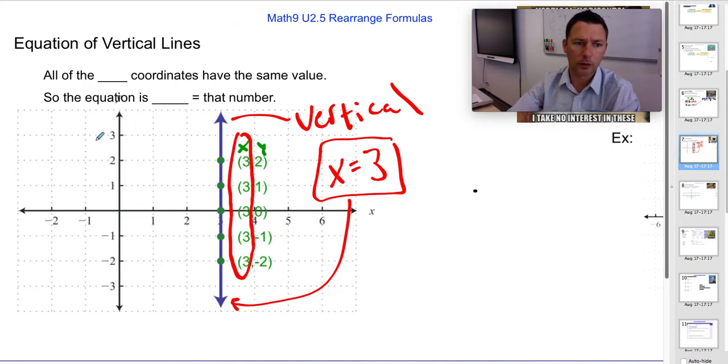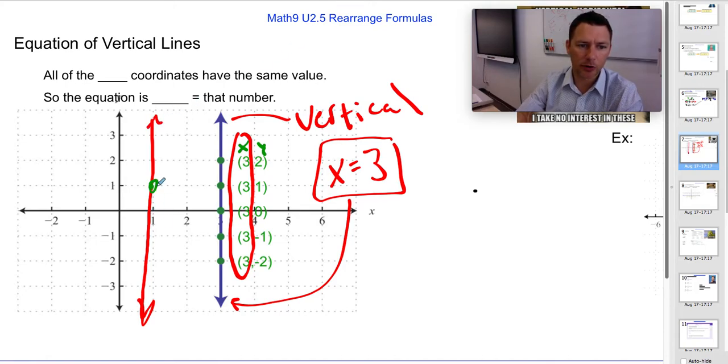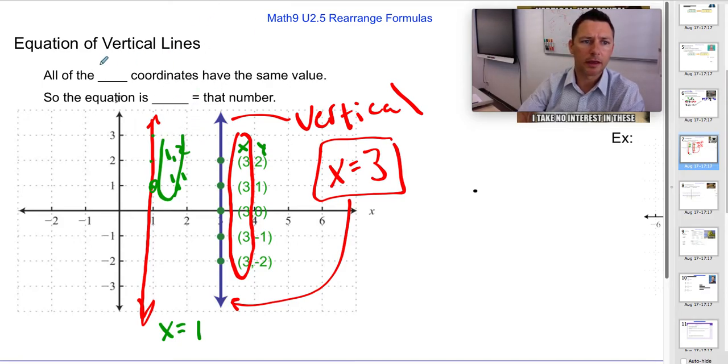So what's the equation for this vertical line? If I could hit it straight, right? This point is over 1 up 1. This point is over 1 up 2. This point is over 1 up 3. What's the equation for the line? Oh, hey, look, all my x values are the same. So x is equal to 1. Cool? So all of the x coordinates in a vertical line are the same. So the equation is x equals that number. Great.